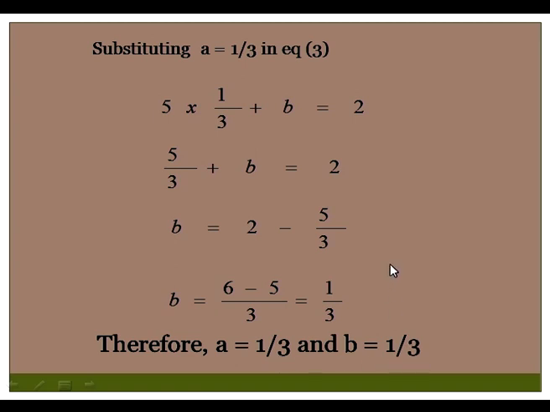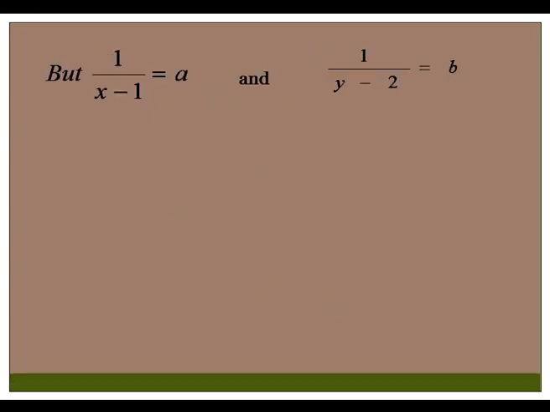But we have to find the x and y values. For that, 1/(x-1) = a. So we are substituting 1/3 in the place of a. Now after cross multiplication, we get 3 = x - 1. Transposing minus 1 to the other side, we get 3 + 1 = x. So we get the x value as 4.